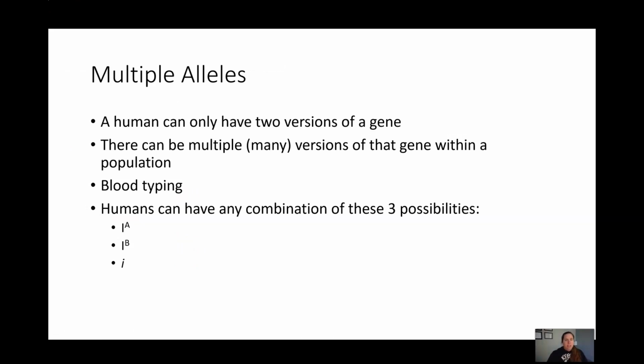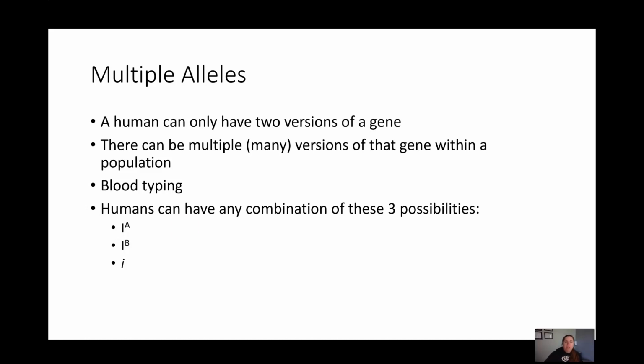All right, let's move on to our next concept of, again, complicating factors that have to do with dominance in inherited traits, and that's the idea of multiple alleles. Remember that a human can only have 2 versions of a gene. However, there can be many versions of that gene within a population. So even though you get 2, those two different spots on your chromosomes can have any number of different gene possibilities that you got either from your mom or from your dad, of course.